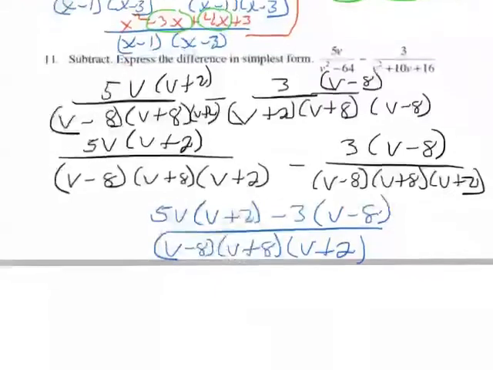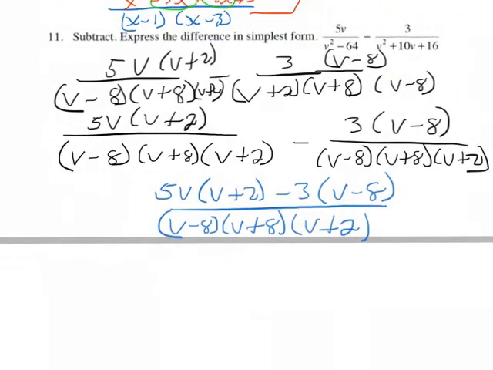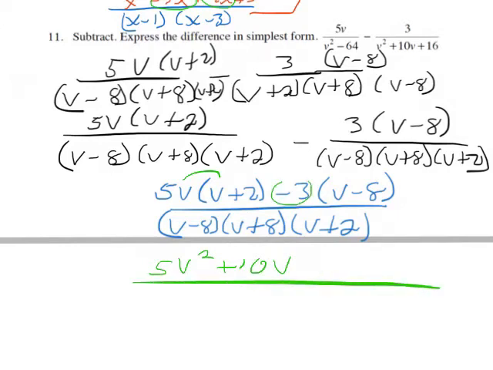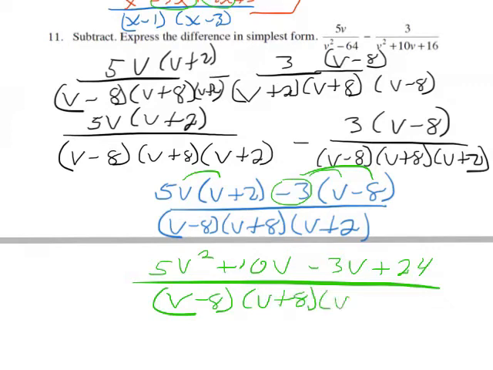Alright, so let's simplify that numerator. So I'm going to distribute in my 5v, and I'm going to distribute in my negative 3. Okay, so if I distribute that in, I get 5v to the second plus a 10v. And here, notice you have a negative 3. Distribute the negative with it, so that gives us minus 3v. And then I have plus 24, all over top of this v minus an 8, v plus an 8, and v plus a 2.